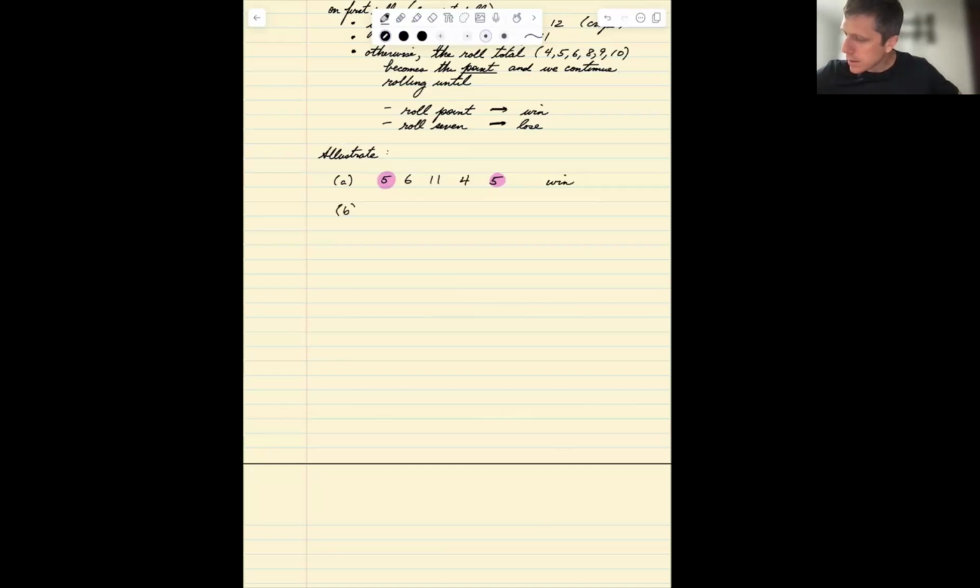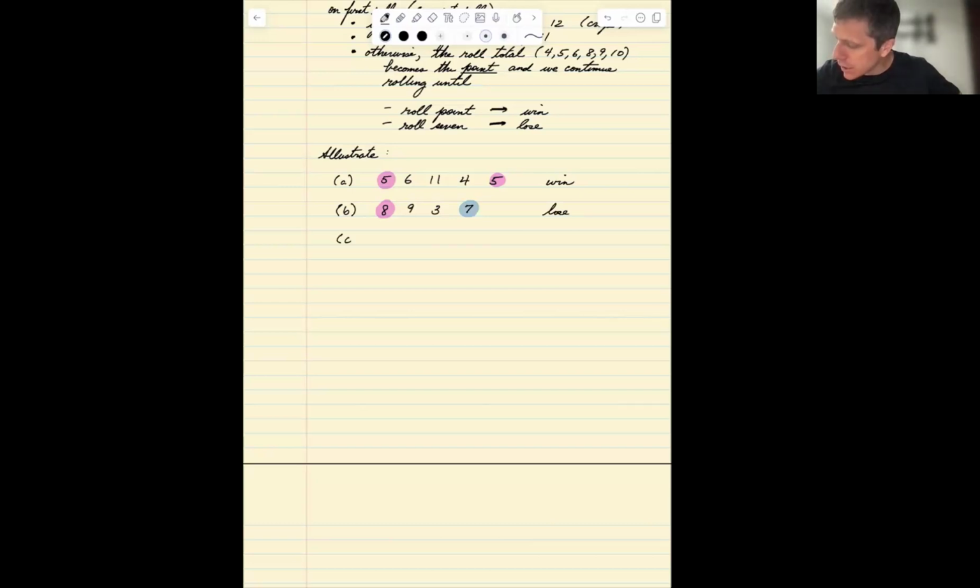In another situation, let's say we started with an 8 this time. So the point is 8. But in this case, we actually hit a 7 before the 8. We ignore everything except for a 7 and an 8. We hit a 7 next, it's a loss.